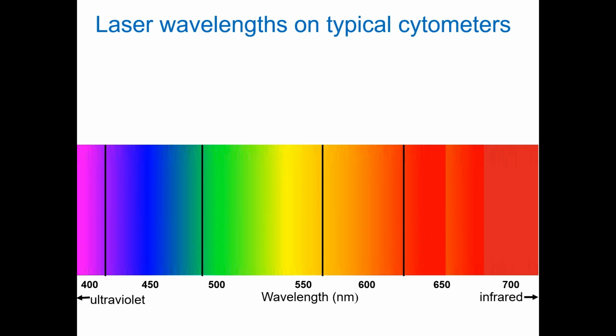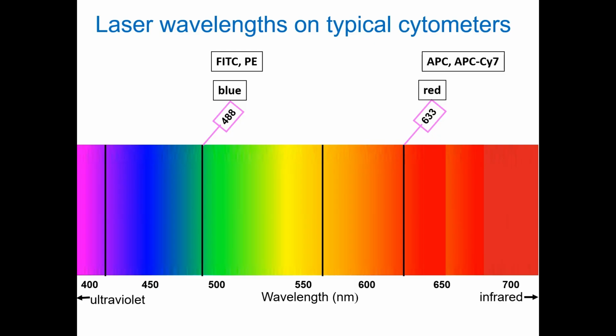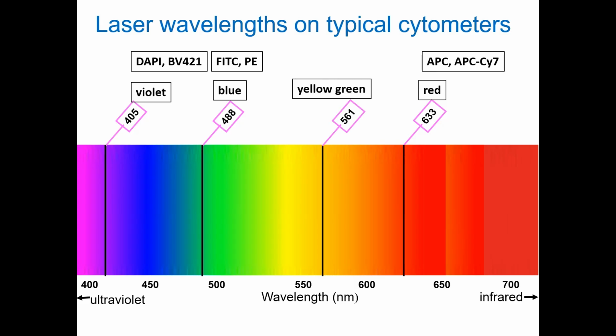That said, here again are the lasers that are standardly found on most instruments and which excite the most commonly used fluorochromes. The classic blue 488 laser excites fluorochromes such as FITC, PE, GFP, Alexa 488. The red 633 is good for APC, Alexa 700, APC-Cy7. The violet 405 is good for Brilliant Violet and all the other violet-excited dyes, DAPI, which is a DNA-specific dye.